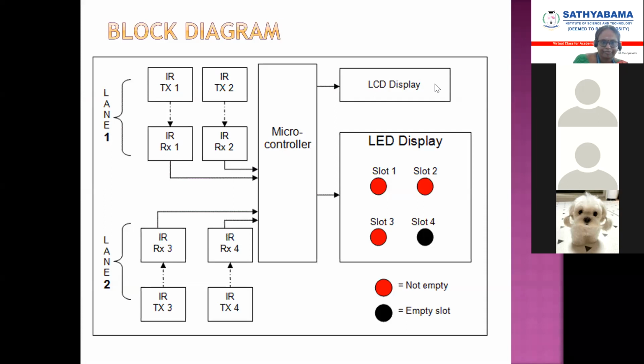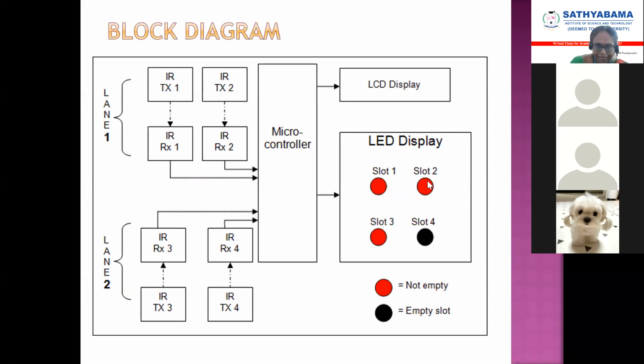There are 4 IR sensors, each with an infrared transmitter and infrared receiver: sensor 1, sensor 2, sensor 3 and sensor 4. Similarly, 4 LEDs indicate these car parking slots. This is used in shopping malls, multiplexes and car parking areas. There are 4 parking slots, in 2 rows, 2 by 2.